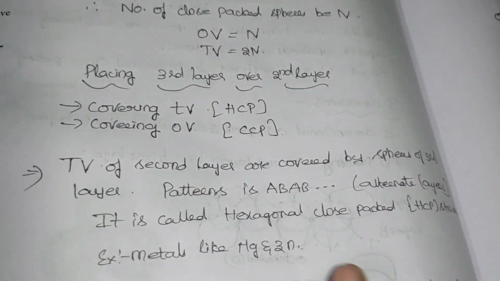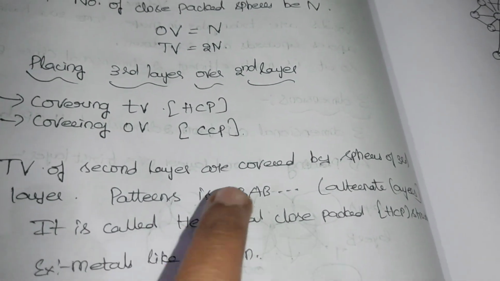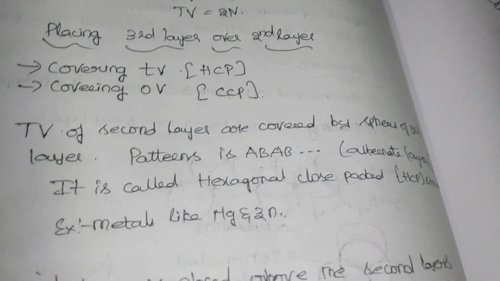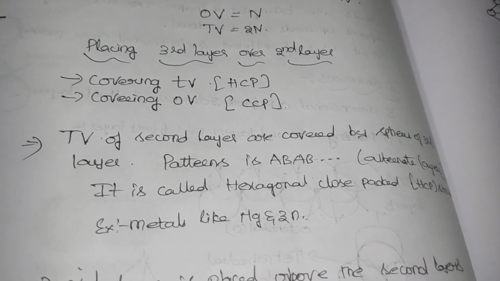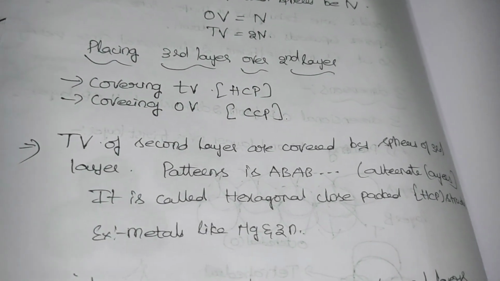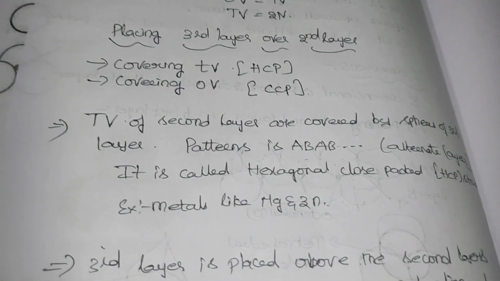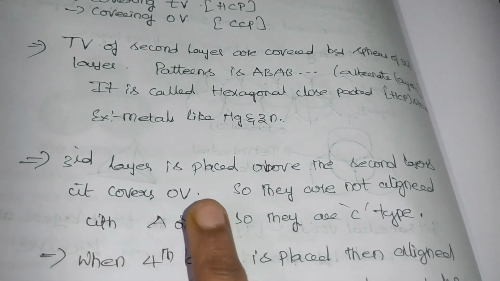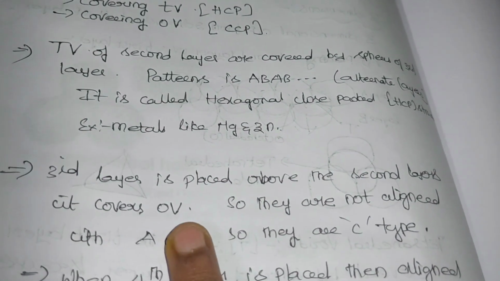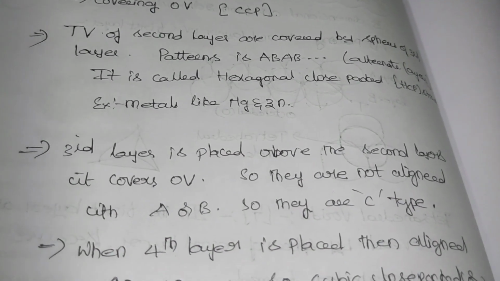So when we cover the tetrahedral voids, the pattern we can see is AB alternating layers. So it is a hexagonal close packing. Because it is a hexagonal form, it is a hexagonal close packing structure. In metals like magnesium and zinc, we can see this hexagonal close packing. When the third layer is placed above the second layer, covering the octahedral void, they are not aligned into A and B. So they are called C type.